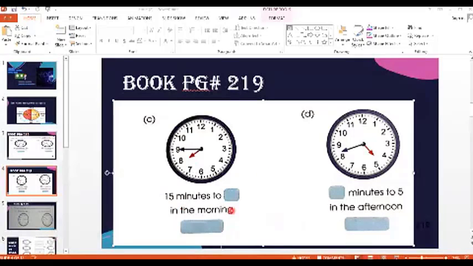Look at the concept, look at the sentence first. 15 minutes to. 15 minutes to means this is a concept of 2, and in this concept, we count in a backward way. 5, 10, 15. When we take a step backward, we take 15 numbers. 15 is the backward. So 15 minutes to. And you will not write down 7, you will mention 8. So your answer is 15 minutes to 8 in the morning.